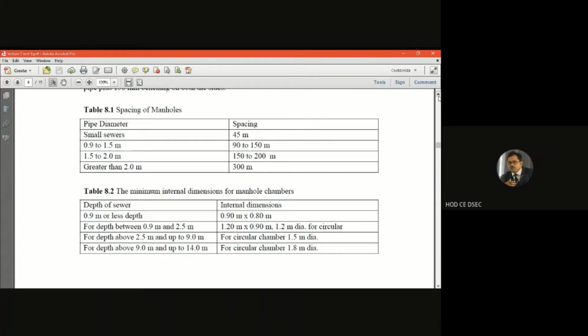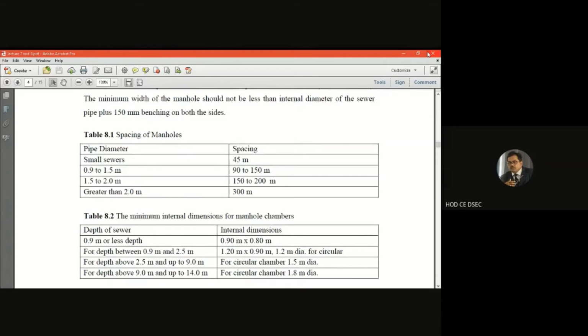So this is fundamentally what you have to take care of. You have to take note of this. Kindly take importance on this point which I am going to highlight. At 2.5 meter and more depth, we have a choice of the circular section of the manhole. And what will be that section? 2.5 meter diameter. For circular chamber, 1.5 meter diameter. If we go for 9 meter to 1.14 meter, that is the highest depth, then the highest circular section of the manhole is 1.8 meter.